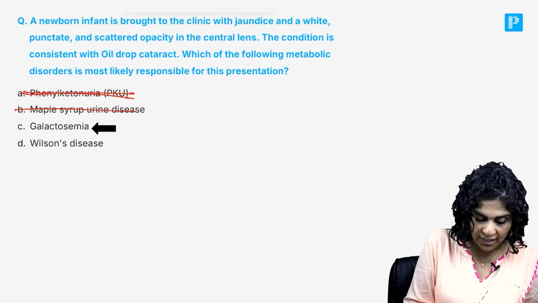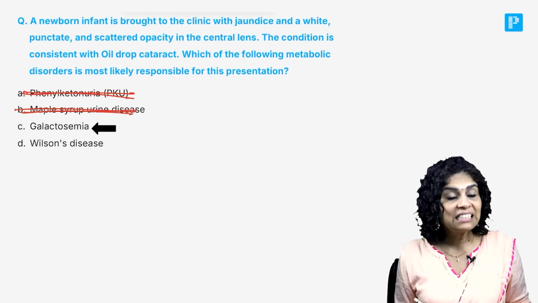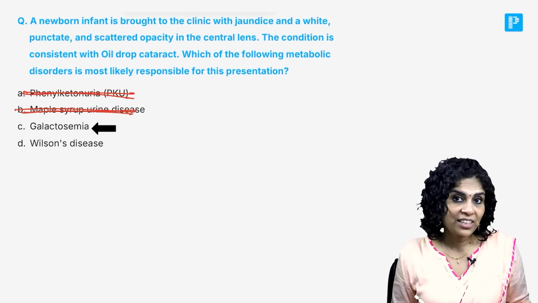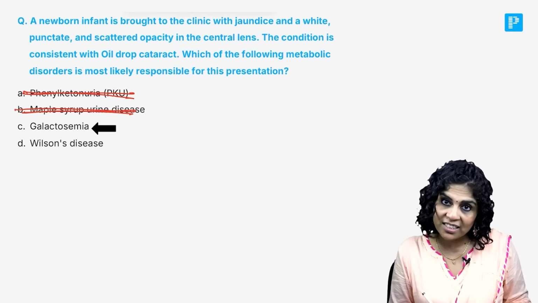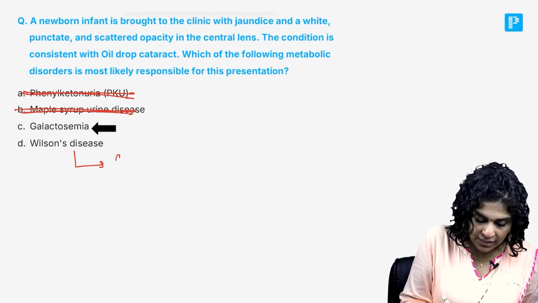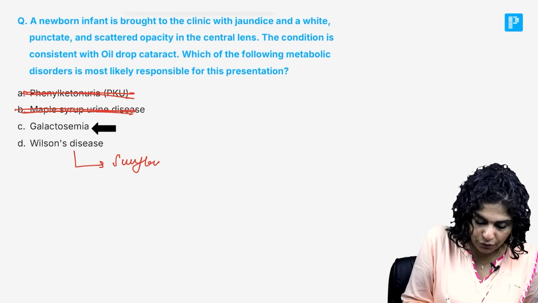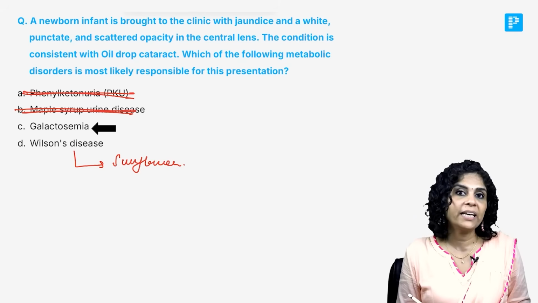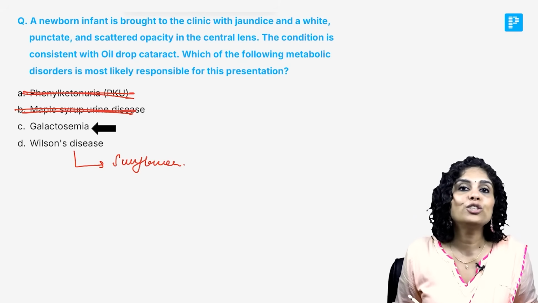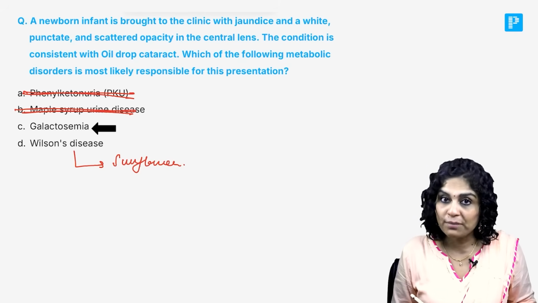You don't see cataract here. Wilson's disease, yes, you might see a cataract, which is sunflower cataract, right? Had it been Wilson's disease, you should have seen only sunflower cataract, not oil drop cataract. Hence, the right answer is choice C, which is galactosemia.